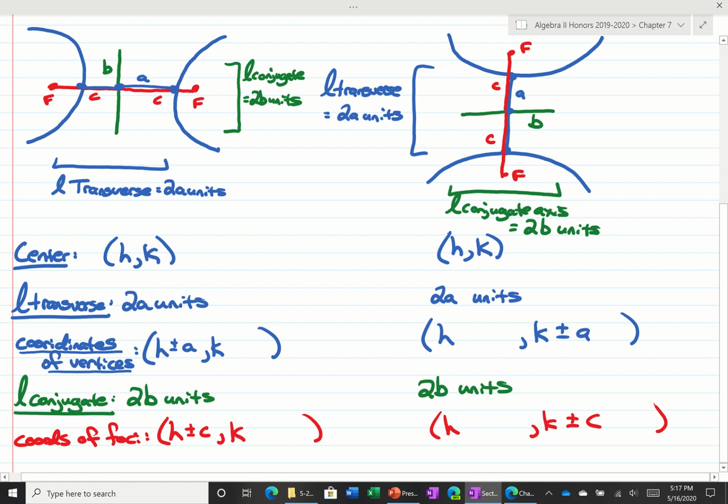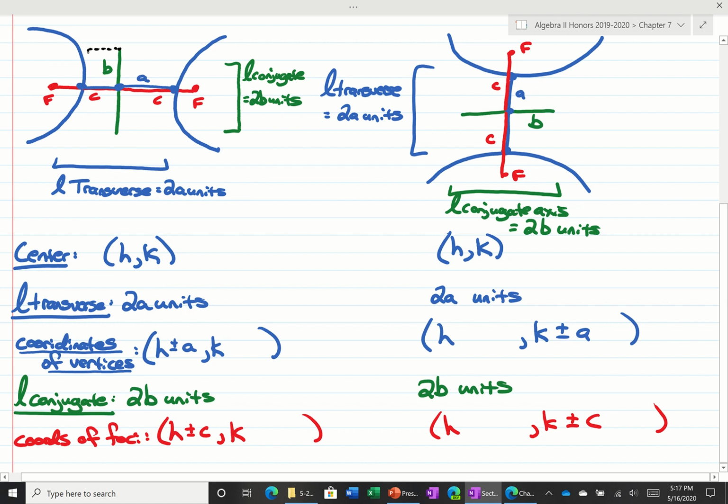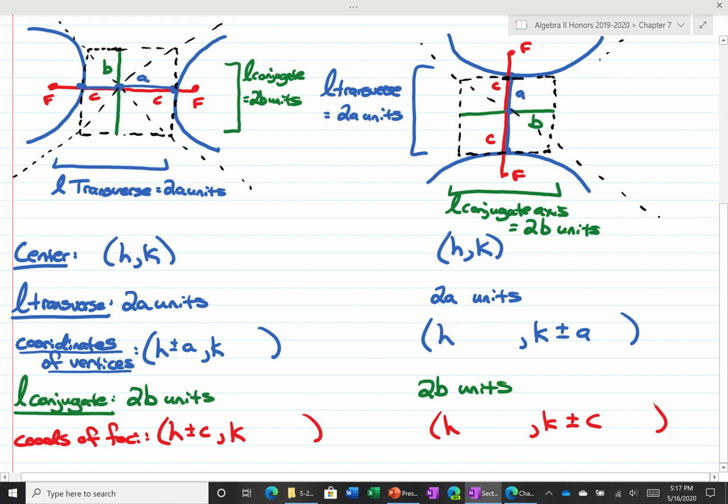But then I'll show you how to draw this. Once you have a transverse axis and a conjugate axis, we actually box those axes in like this. I'm just making a rectangle. And then I'm going to connect along the corners of the rectangle, like that. These are called the asymptotes. And the asymptotes kind of hold everything in check. So that's going to determine how wide or how narrow our parabolas are.